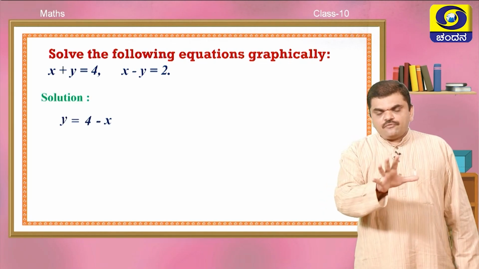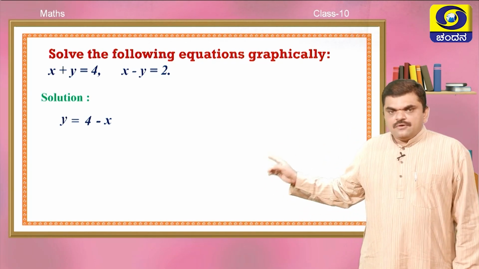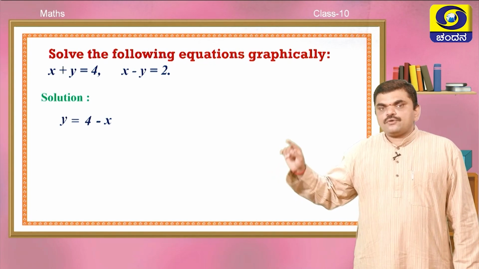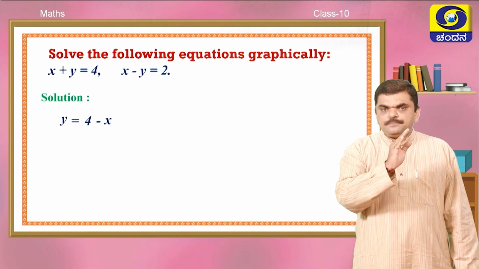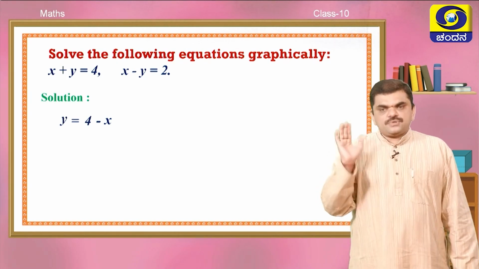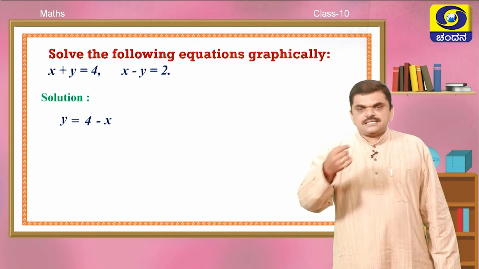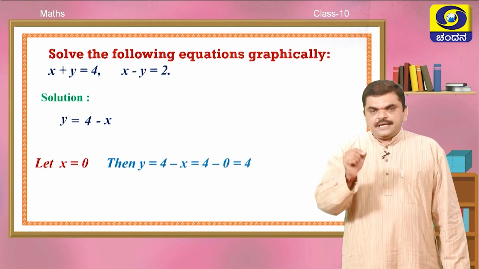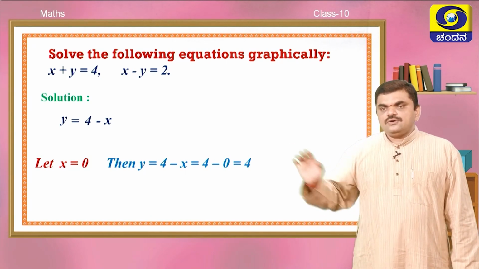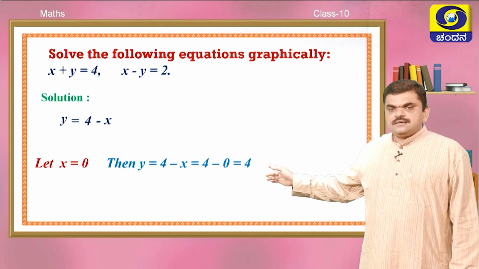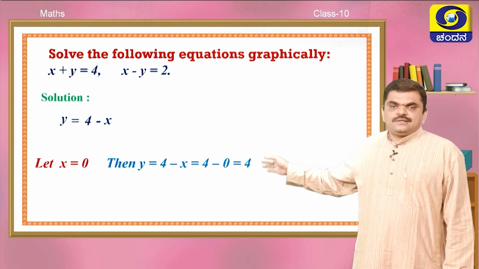First we shall write y in the form of x. x + y = 4. Then y becomes 4 - x, because we are shifting the left hand side part to the right hand side and it becomes the opposite sign, that is 4 - x. y = 4 - x. Let us give the values. Let us take x = 0. Then y = 4 - x, that is, what we have given for x is 0, that is 4 - 0, that is equal to 4.